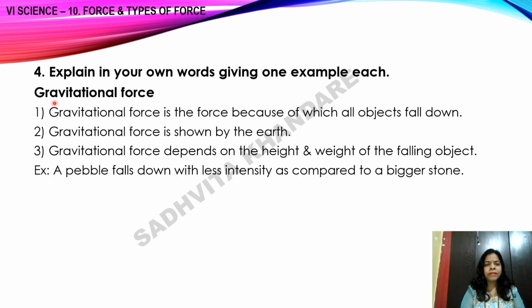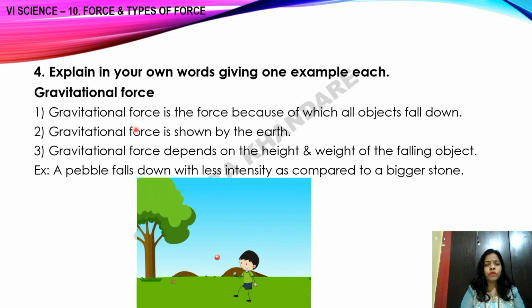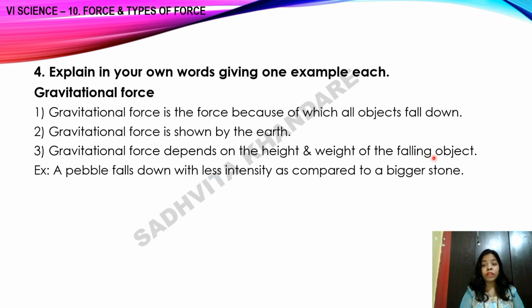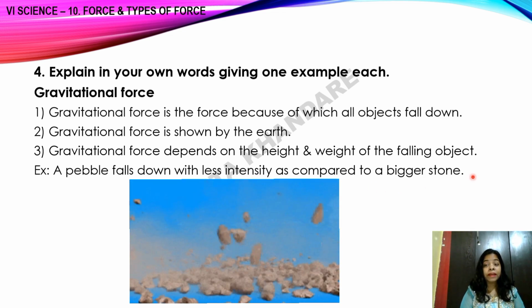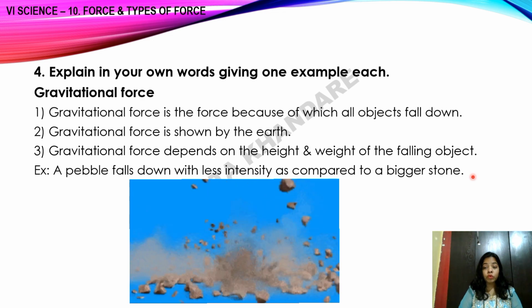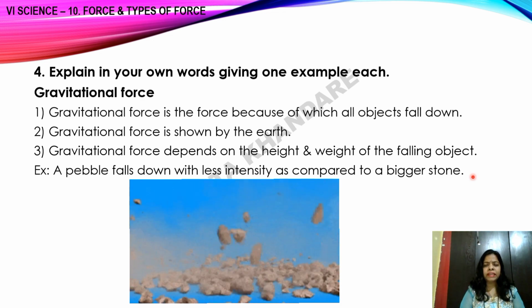Next one, gravitational force. Gravitational force is the force because of which all objects fall down. Gravitational force is shown by the earth. Gravitational force depends on the height and weight of the falling object. This we saw in the activity which is given in our textbook. Example, a pebble falls down with less intensity as compared to a bigger stone. Yes, children, a bigger stone will fall down with a greater intensity.